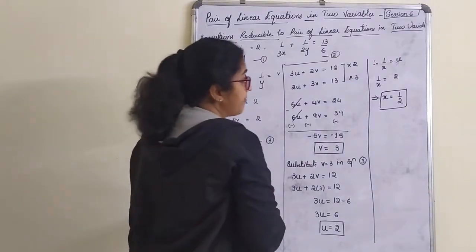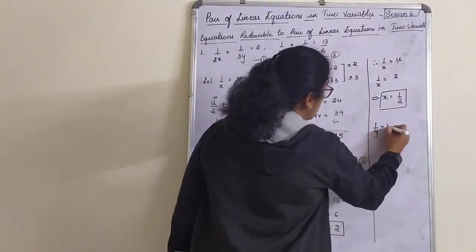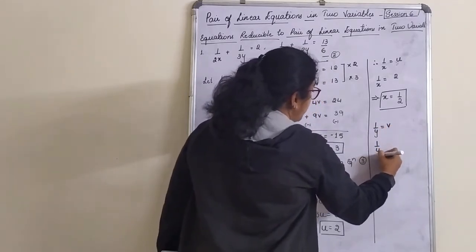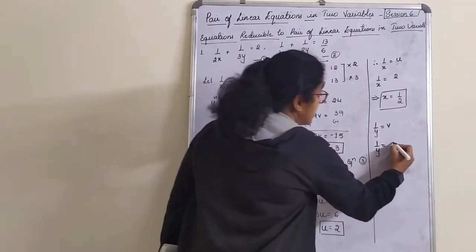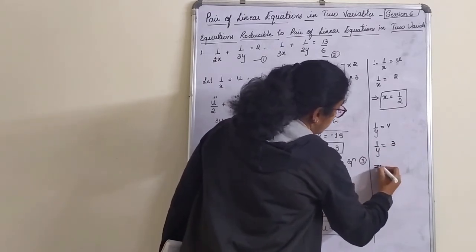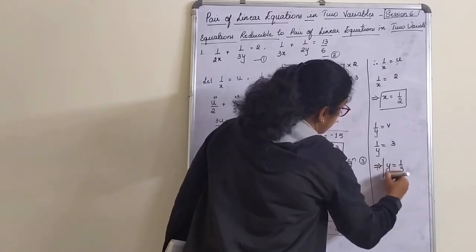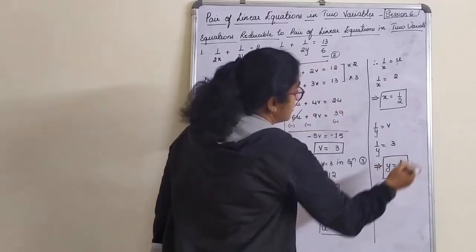Okay. Similarly, we find the y value. 1 upon y is equal to v. 1 upon y, v value is 3. So, taking the reciprocal, y is equal to 1 by 3. These are my final answers.